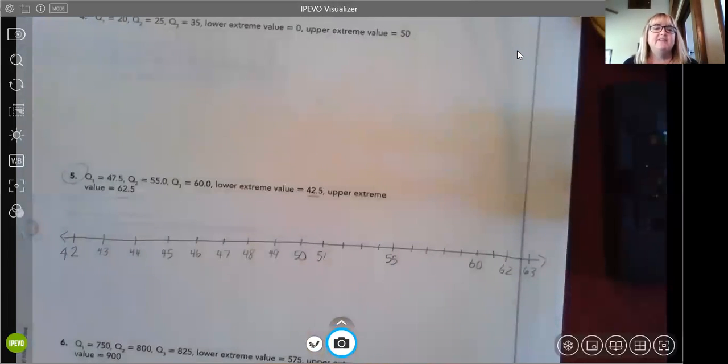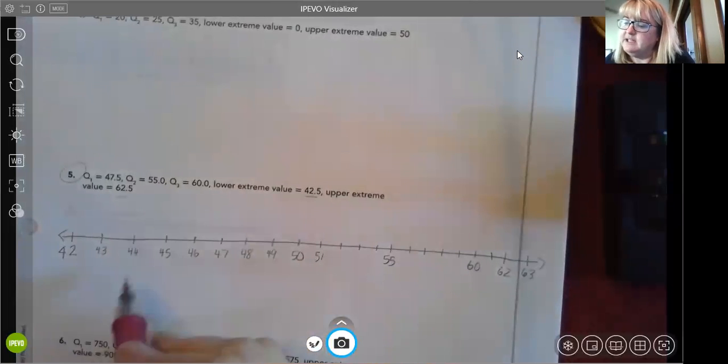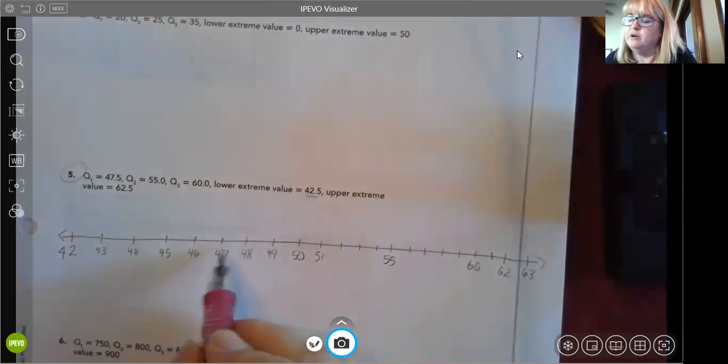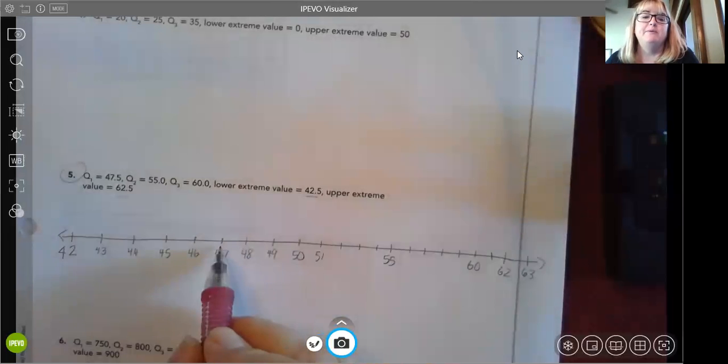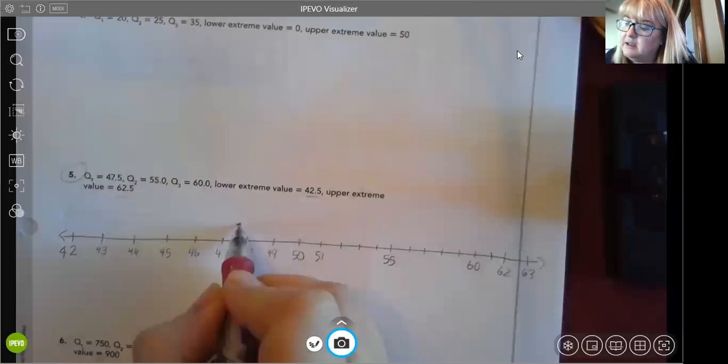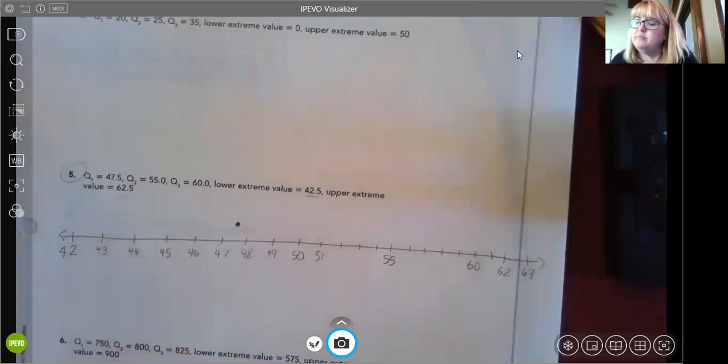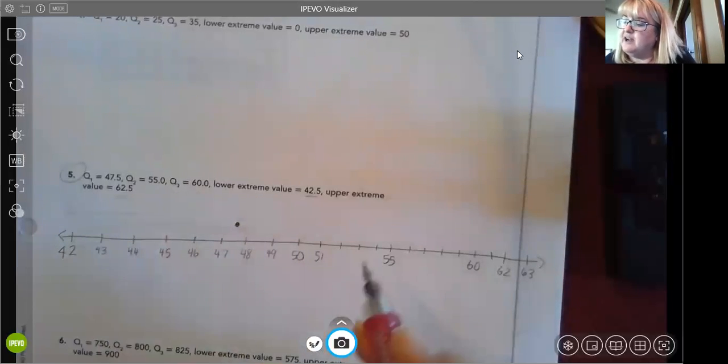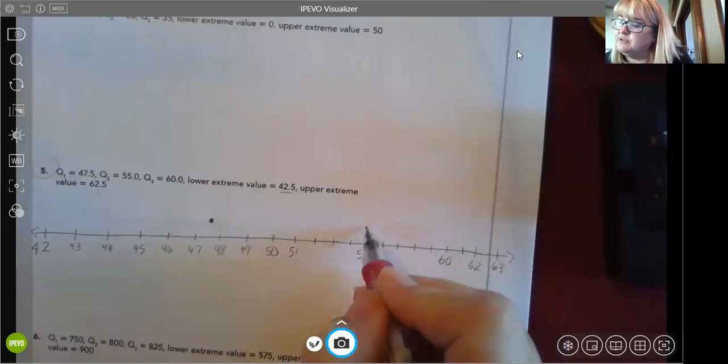All right, 47.5 is Q1. So we need to go to 47.5. Well, 47.5 would be right between 47 and 48. So this is going to be our Q1. Q2 is 55 exactly, which is right here.